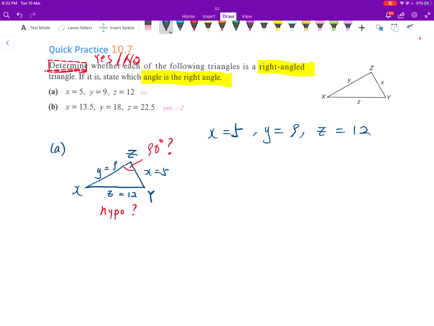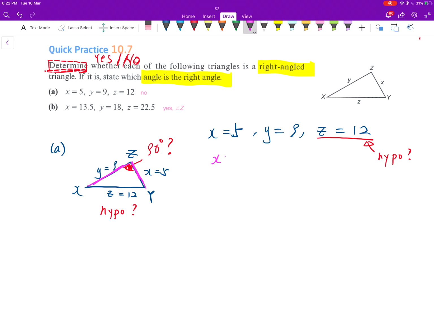x equals 5, y equals 9, z equals 12. And this z is the longest side, so it is more likely to be the hypotenuse. The longest side is more likely to be the hypotenuse, so this one is more likely to be 90 degrees, the right angle. Okay, so we will check x and y. Let's get started.